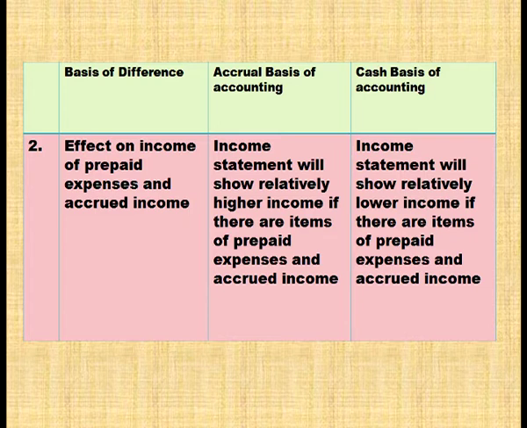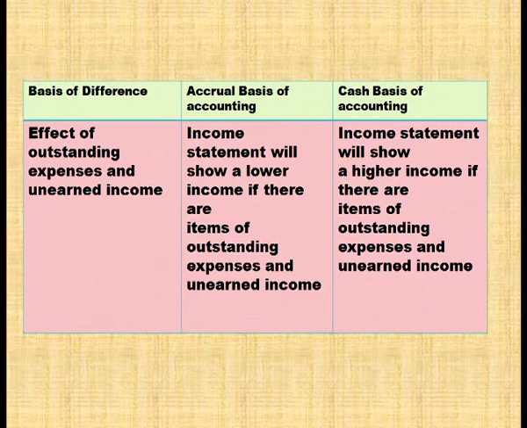Next, basis of difference: effect on income of prepaid expenses and accrued income. Income statement will show higher income if there are items of prepaid expenses and accrued income in accrual basis of accounting. In cash basis of accounting, income statement will show lower income if there are items of prepaid expenses and accrued income.